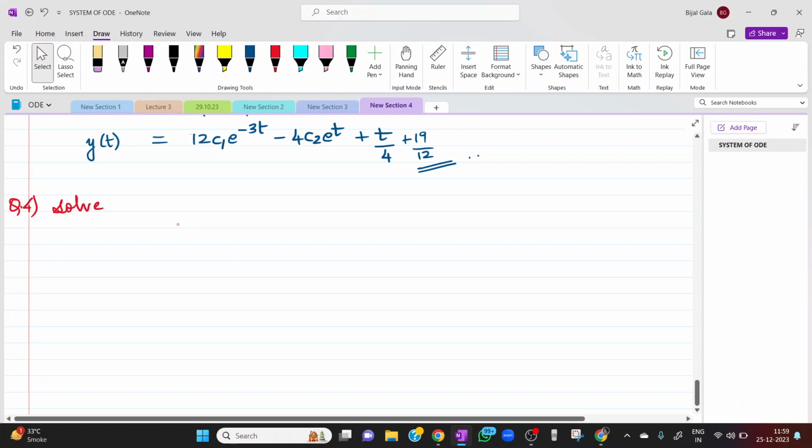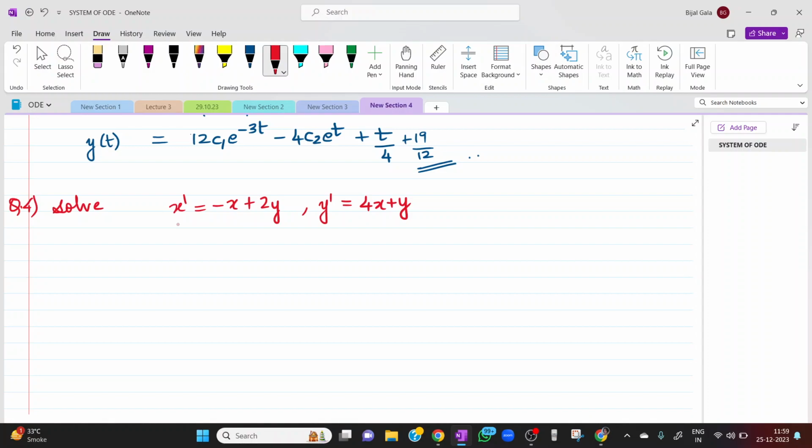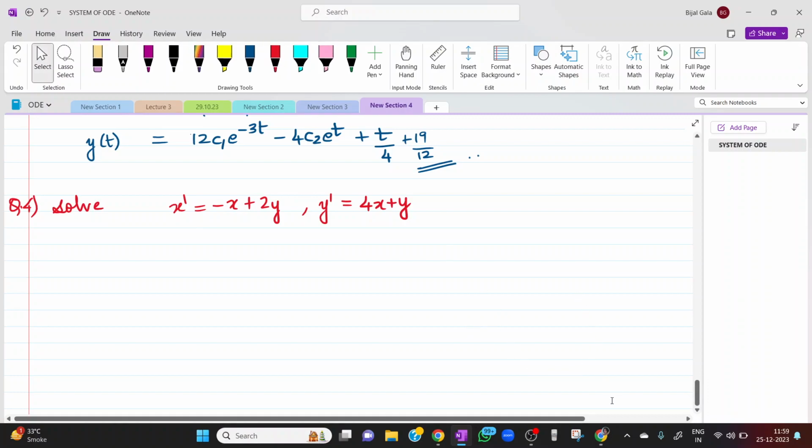Solve x dash is equal to negative x plus 2y, and y dash is equal to 4x plus y. Okay, try this. When I say x dash, it is dx by dt, and when I say y dash, it is dy by dt. Take 5 minutes, not more than that.